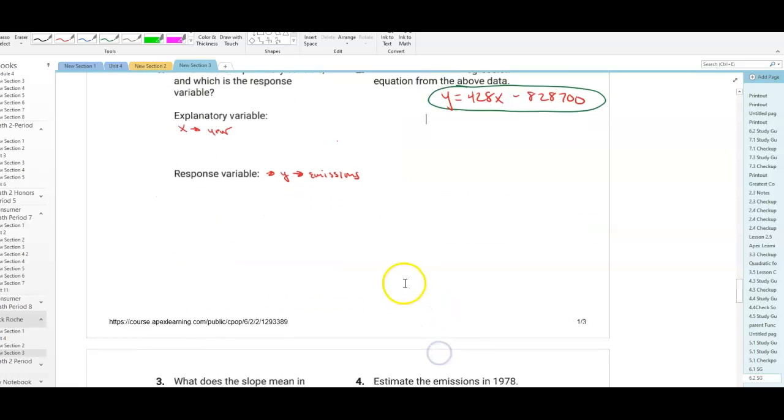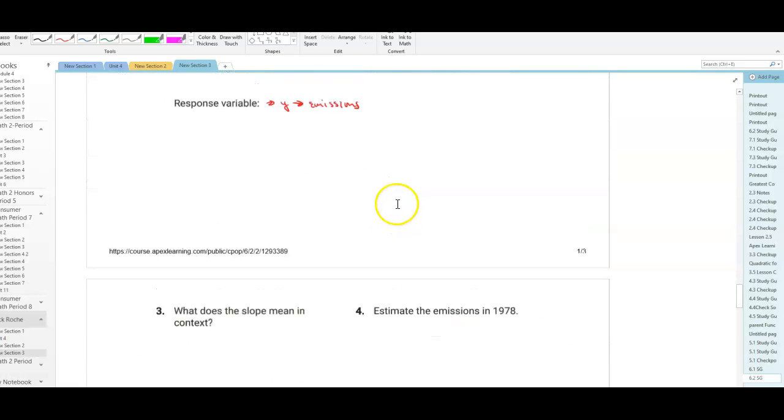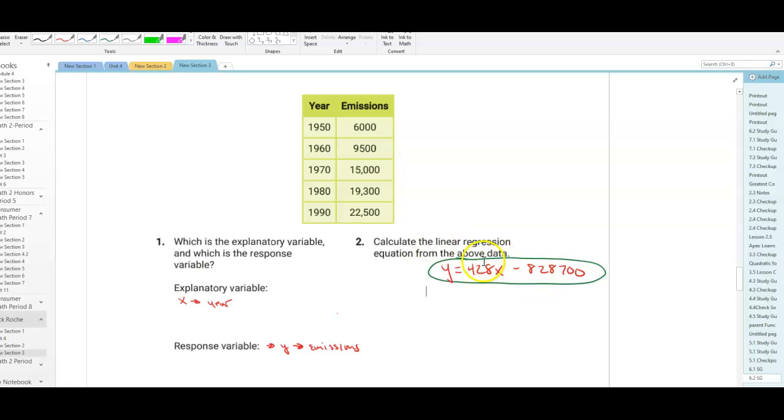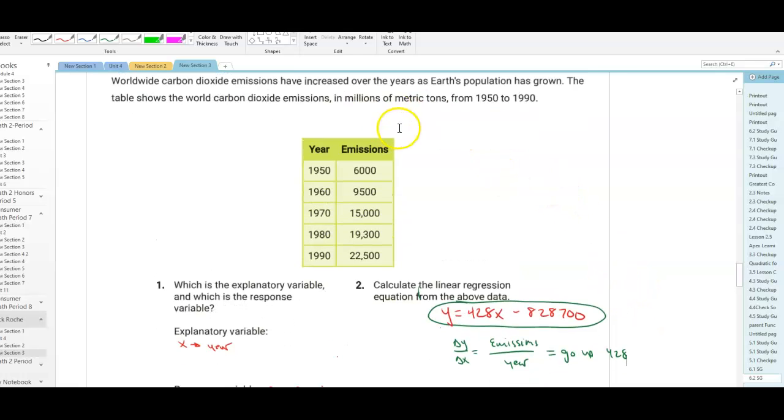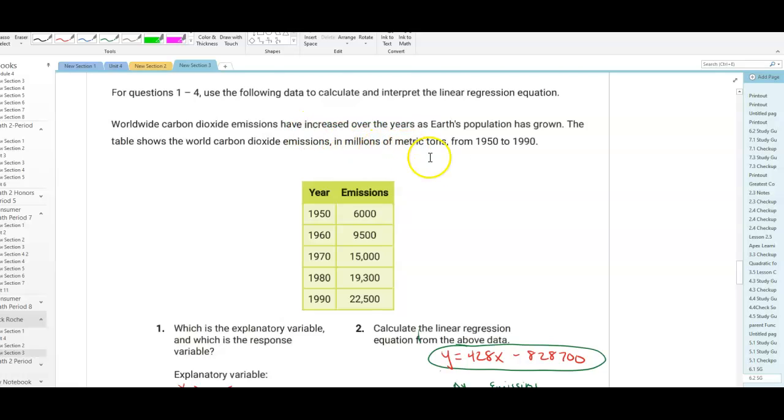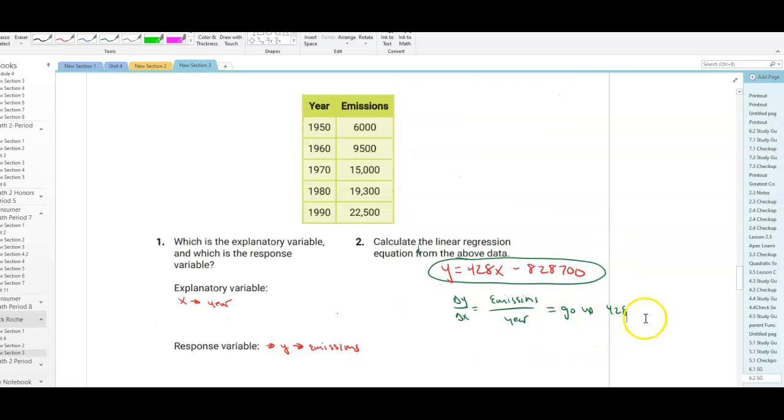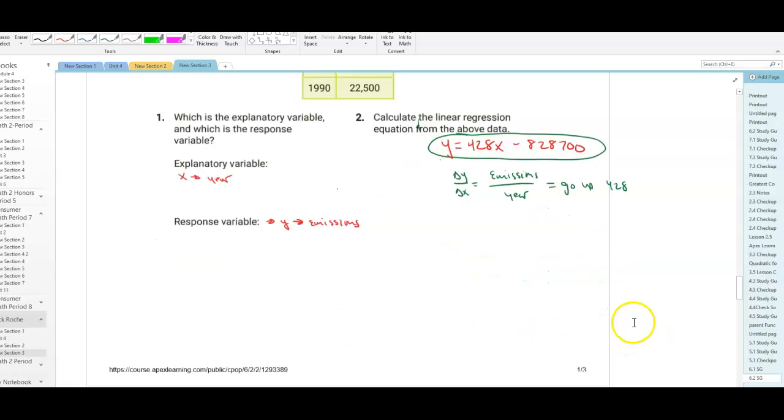Okay, so what does the slope mean in context? Remember, it's the change in y over the change in x. So what this means is the emissions over a year. Since our slope is positive, our emissions go up 428, and remember, up here it says in millions of metric tons, so emissions go up 428 million metric tons per year.